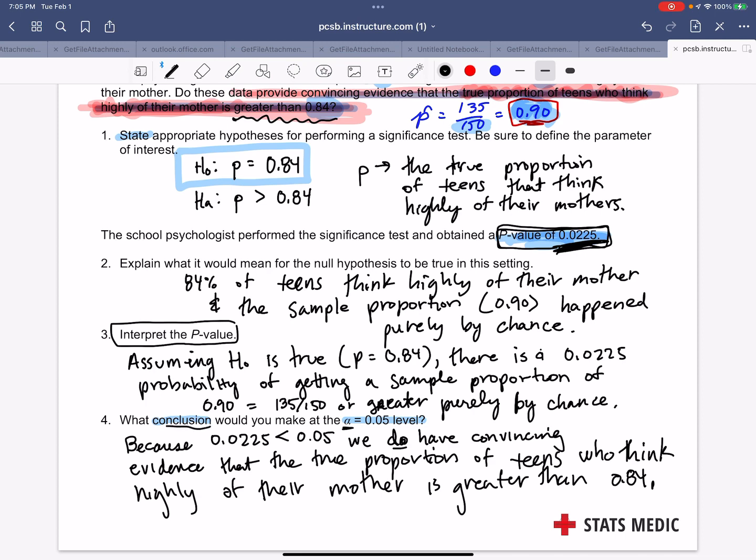So I made a conclusion, but I need an outcome. We reject the null hypothesis.